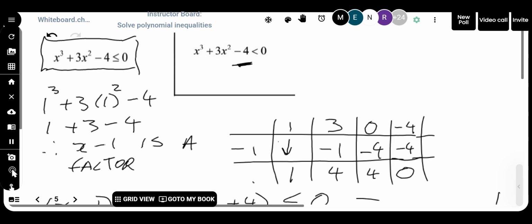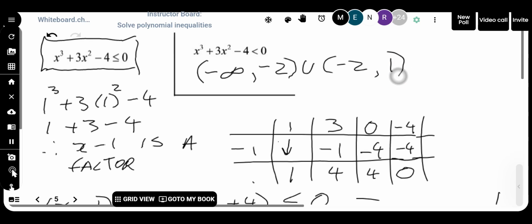For this question, let me erase this here. I'm going to say minus infinity up to minus 2, not including minus 2, union with minus 2 up to 1, not including the 1.